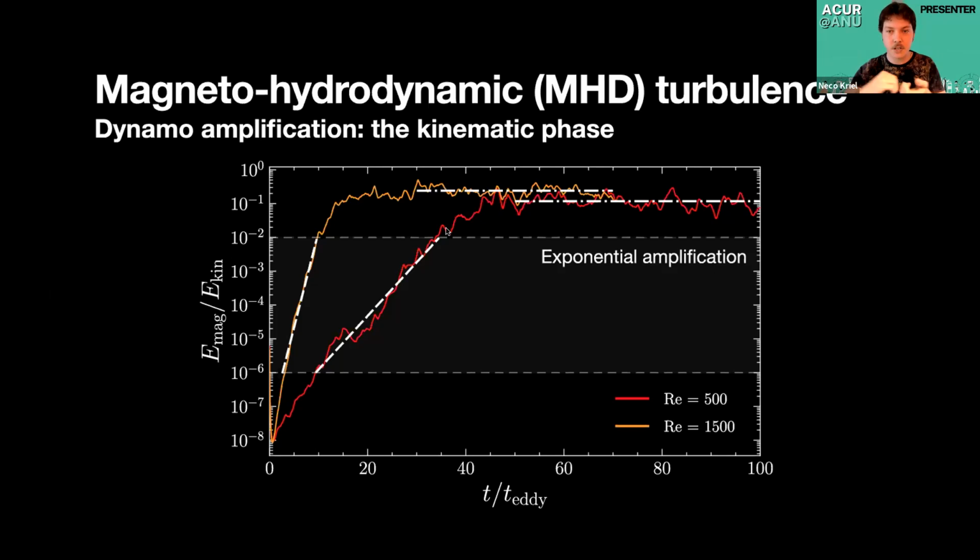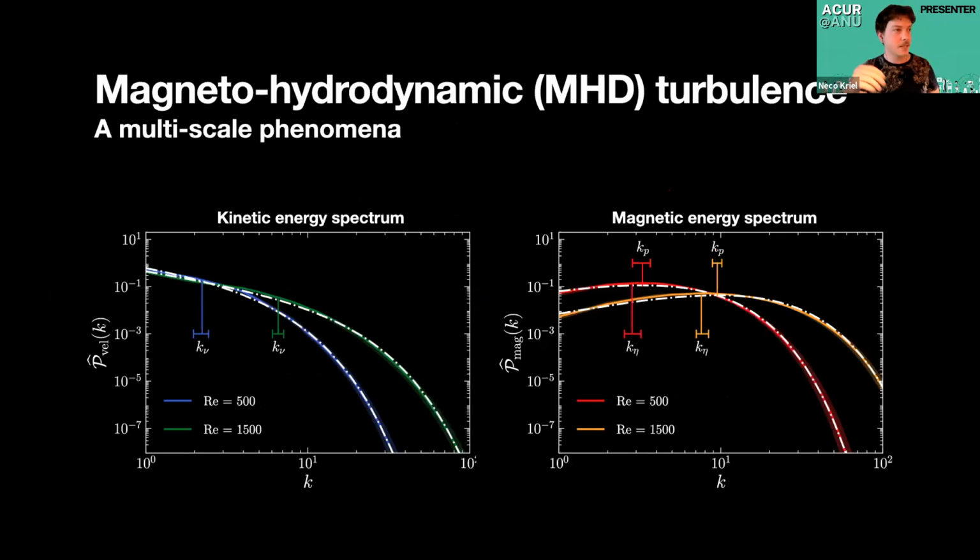Now there's enough energy to resist the stretching, twisting, and folding. And this is when we go into this saturated phase. Now to study exactly how the magnetic spectrum depends upon the kinetic energy, one can characterize the plasma by looking at some key scales. Here, based on some models that we derived, we extract 3 scales. We can characterize the kind of plasma we're dealing with by measuring these 3 scales.